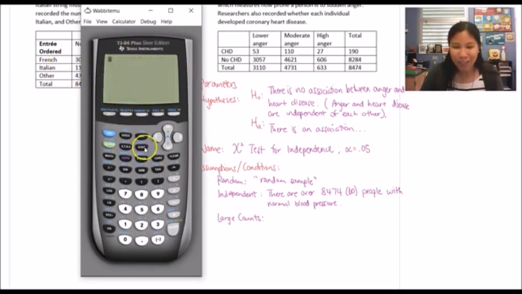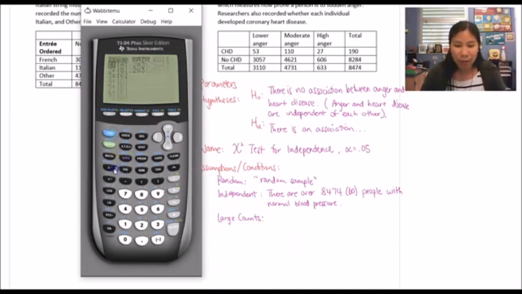Okay, so now we can go into stat test, chi-square test. So our observed values are in matrix A, expected in matrix B. I know it still has the stuff from before, the last problem that we did, but it doesn't even matter. It will change it for me. So I'm going to go down and calculate, enter. Yay, there's my test statistic, there's my p-value, my degrees of freedom is 2. Great, but really right now all I'm interested in are what are my expected counts.